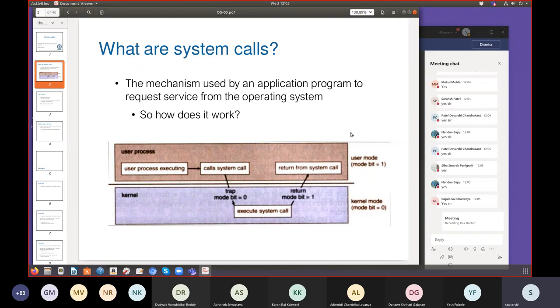Okay. So this thing we have discussed, and in this lecture we are going to get into a bit more detail about how this actually happens. So a user process is executing, it has made a system call, now some kernel function will start running. So how does that happen?